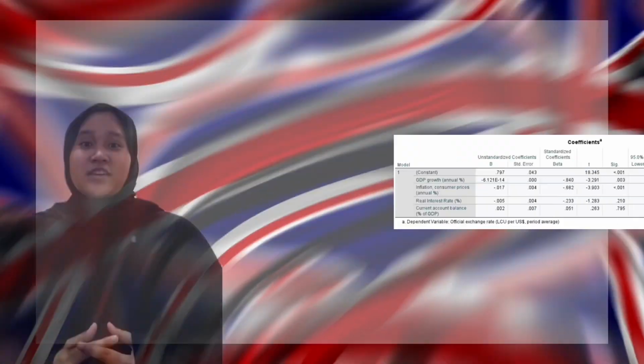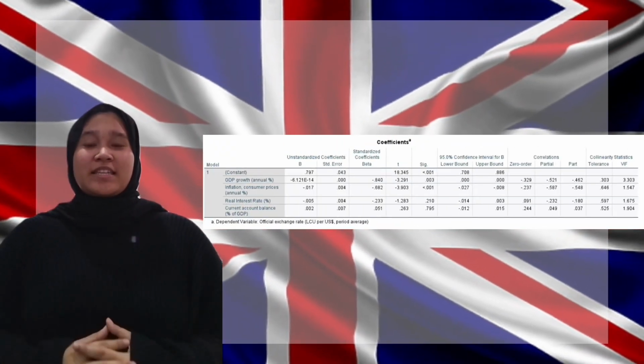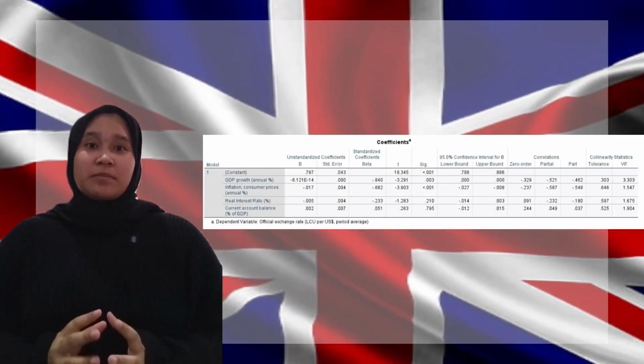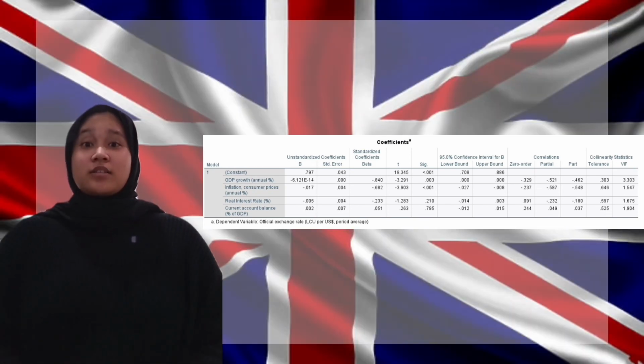The significance of this figure points to the positive significant influence that GDP trade has on the exchange rate. Consequently, the alternative hypothesis is accepted and the null hypothesis is rejected. For GDP growth, inflation, and real interest rate, as well as the current account balance of GDP, there is a significant effect on the exchange rate, and the null hypothesis is accepted.